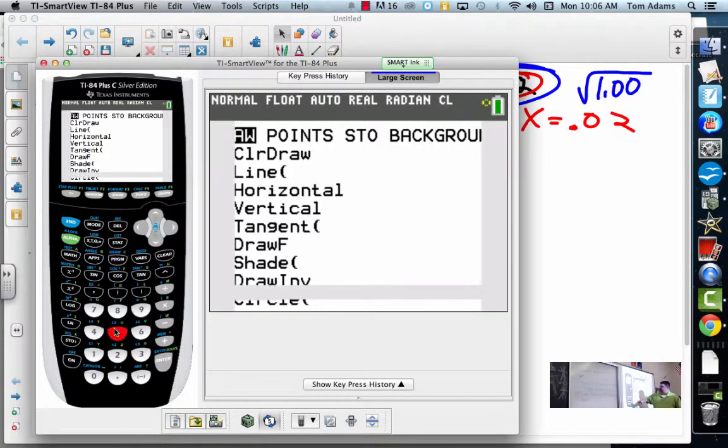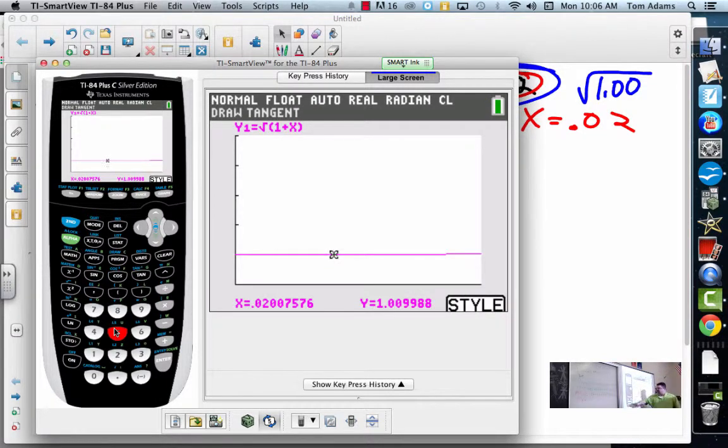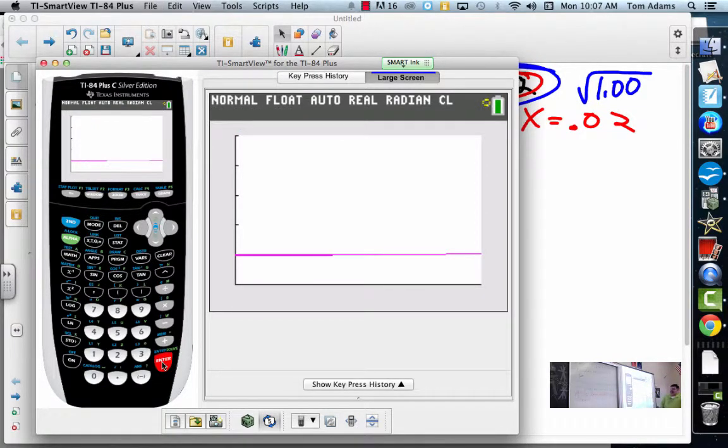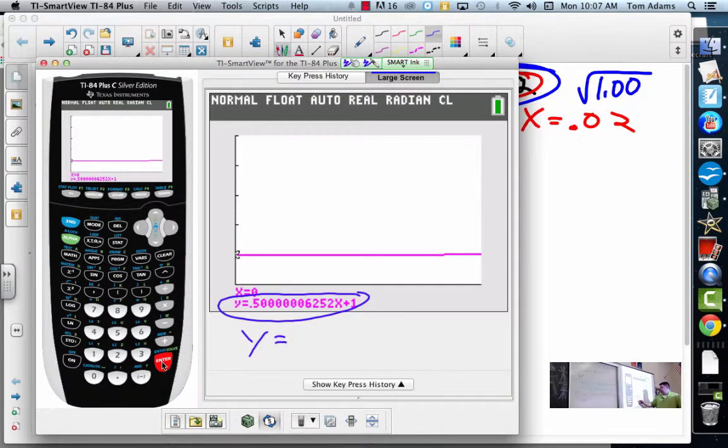But if you want to take the shortcut, you could do 5, and if I hit 0, my calculator is going to draw the tangent line and write the equation for me when x equals 0. So when I hit that button, that second line you see there on the bottom, that's the tangent line. What's the tangent line? Right here. y is equal to 0.5, or you could say 1/2, times x plus 1. That's the tangent of the curve at x equals 0.